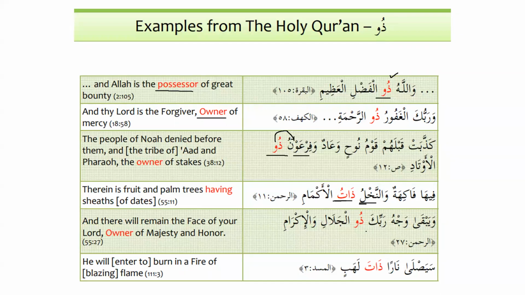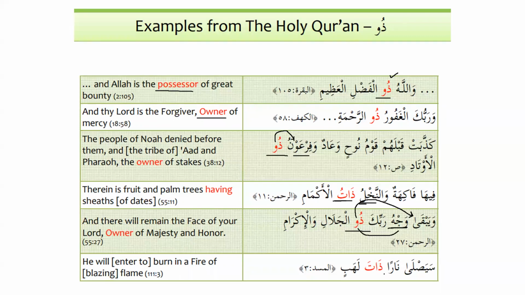وَيَبْقَى وَجْهُ رَبِّكَ ذُو الْجَلَالِ وَالْإِكْرَامِ. So again, we have ذو over here. And there will remain the face of your Lord, possessor of majesty and honor. So here, ذو is being used, يَبْقَى وَجْهُ رَبِّكَ. So here it's used as a صفة of وَجْهُ رَبِّكَ ذُو الْجَلَالِ وَالْإِكْرَامِ. That's why it is مرفوع.